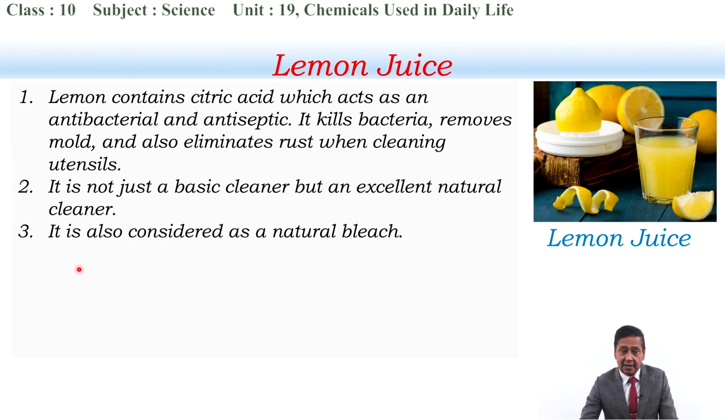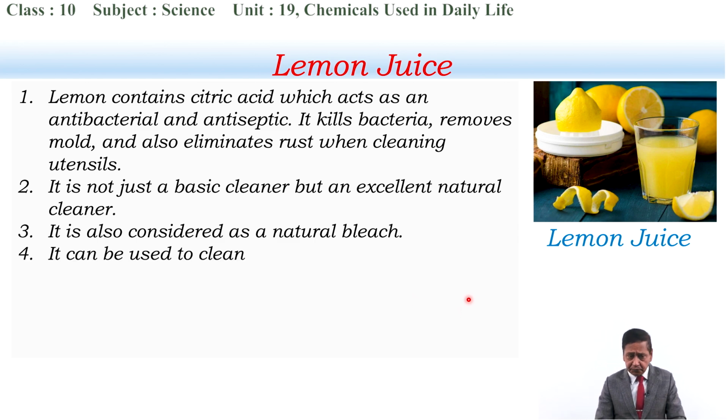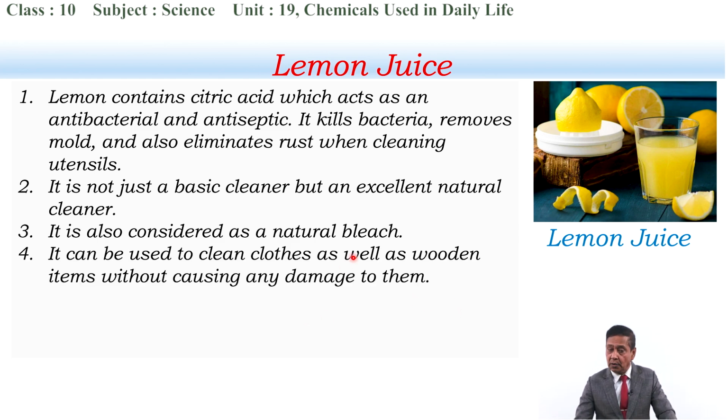Okay, next. It is also considered a natural bleach. Bleaching means very deep cleaning, and it is taken as a natural bleach. It can be used to clean clothes as well as wooden items without causing any damage to them. Different cleaning agents damage the cloth and the wooden item, but lemon juice wouldn't harm the wooden item or the clothes. Cleaning is possible without any damage.